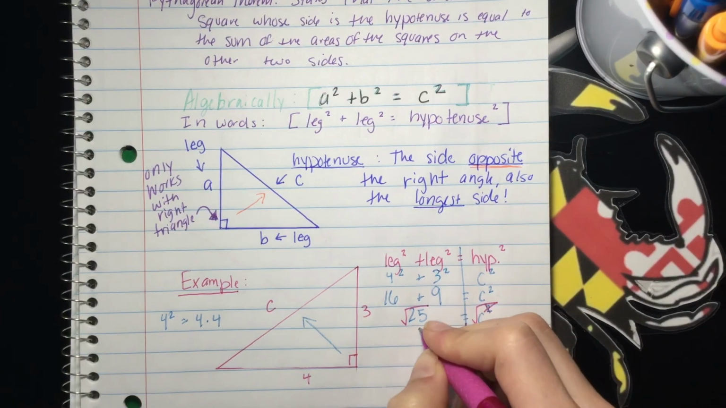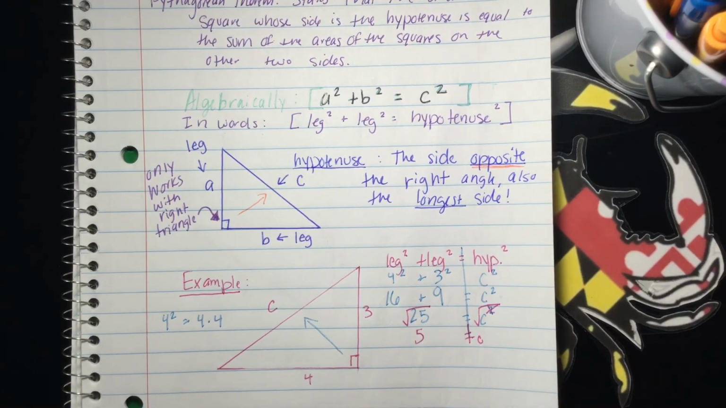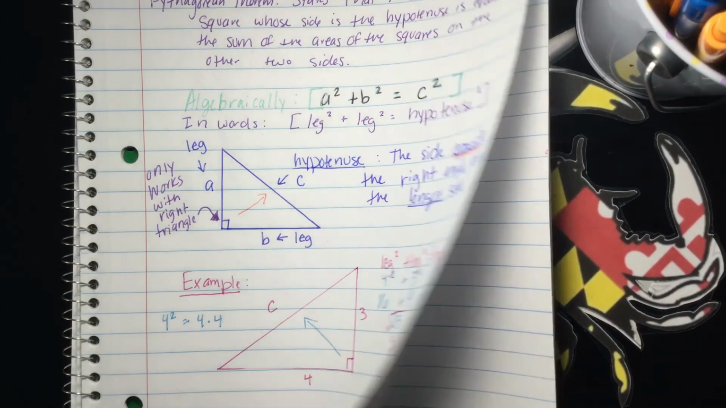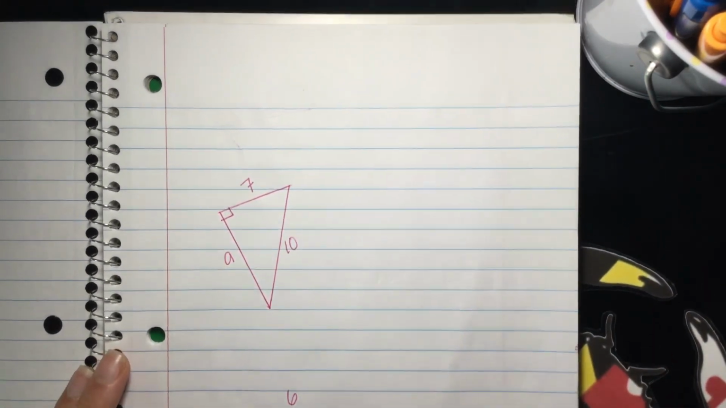So that's why our answer is c is equal to 5. Okay. We're going to get to multiple more examples if you're still a little confused, and we're going to keep moving on to the next 2.